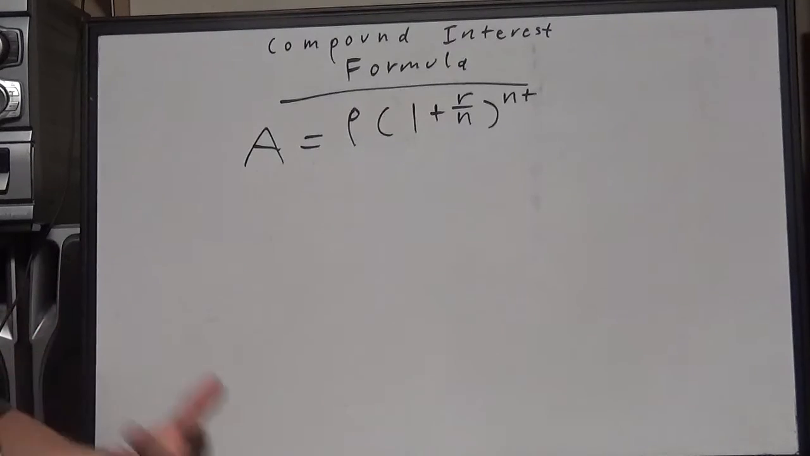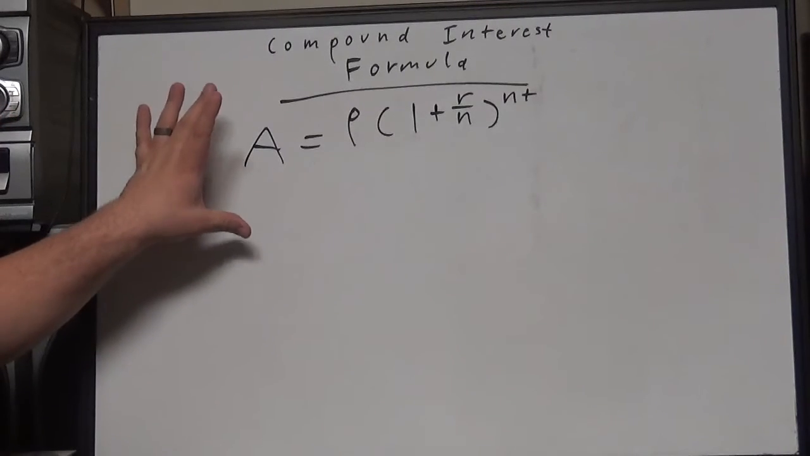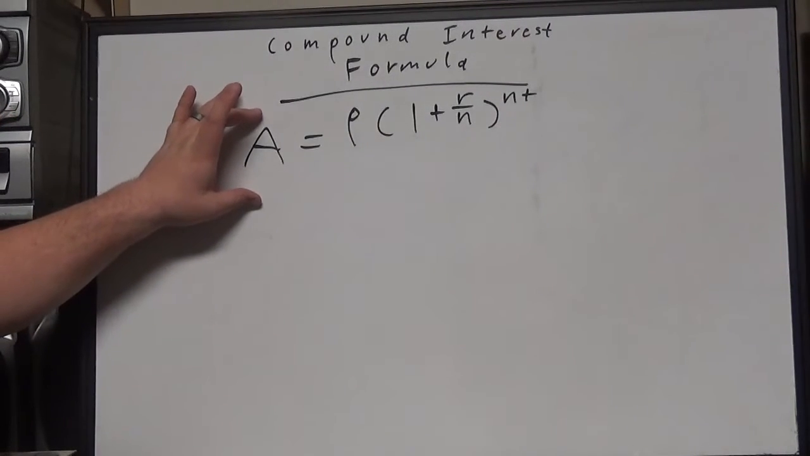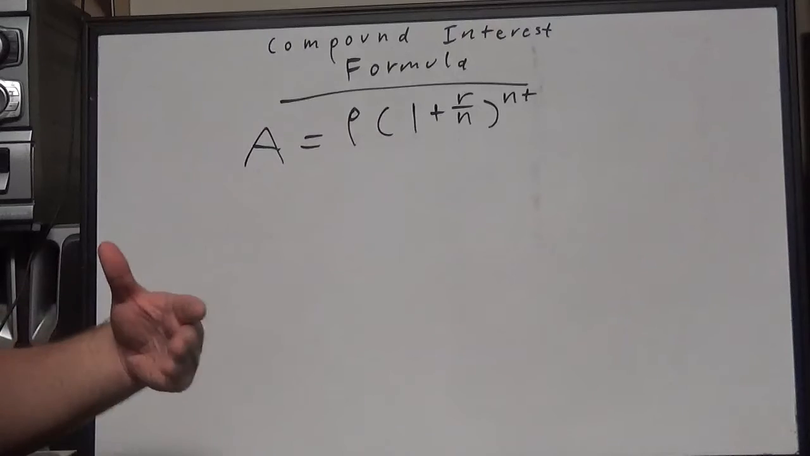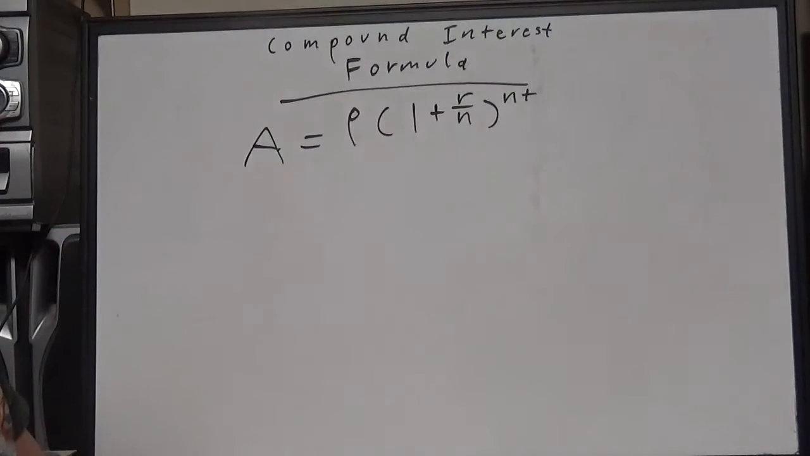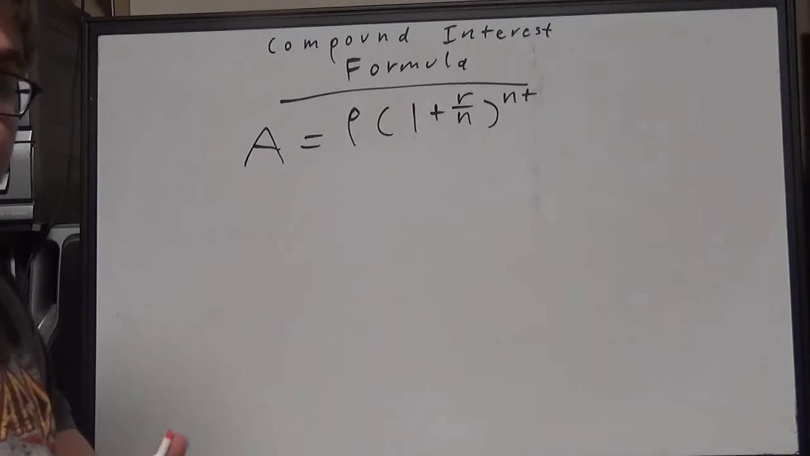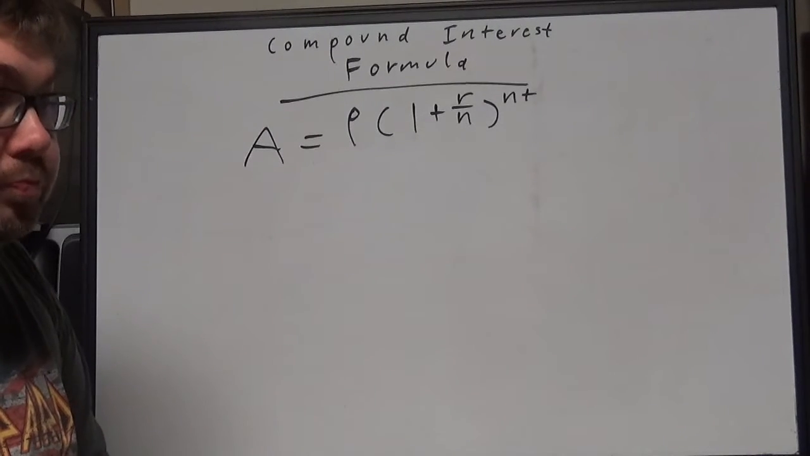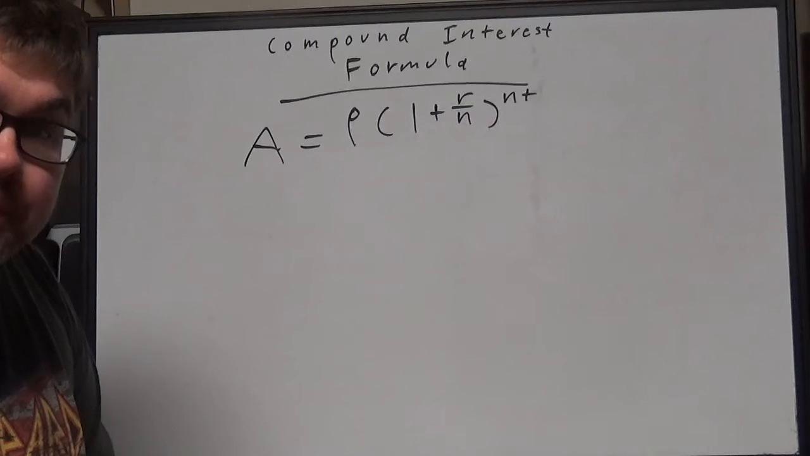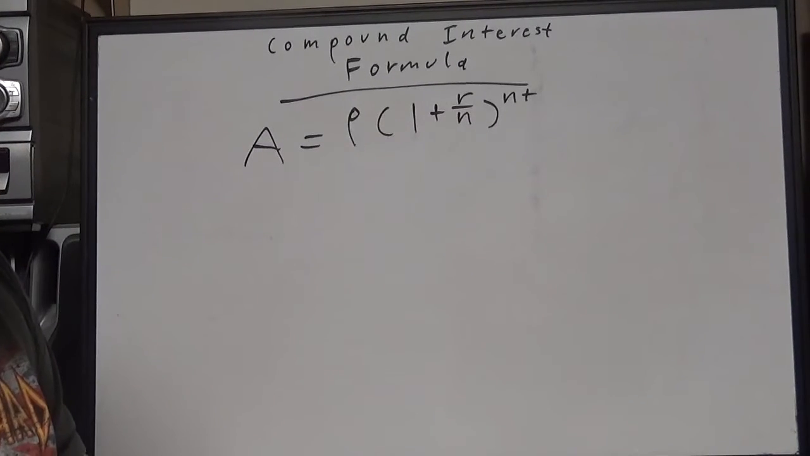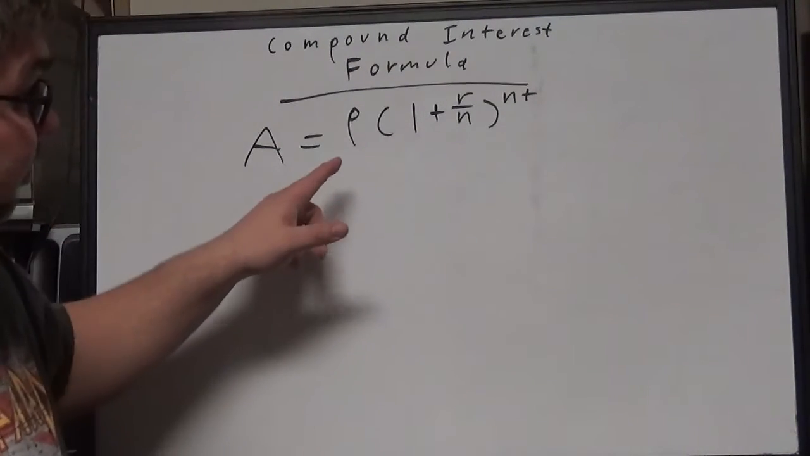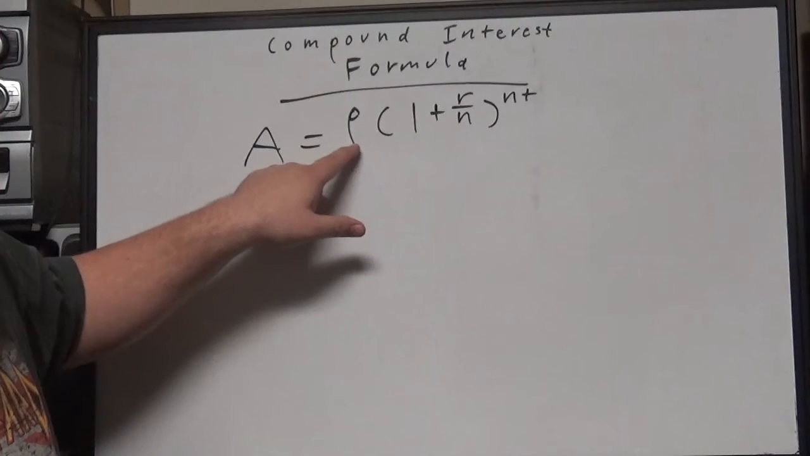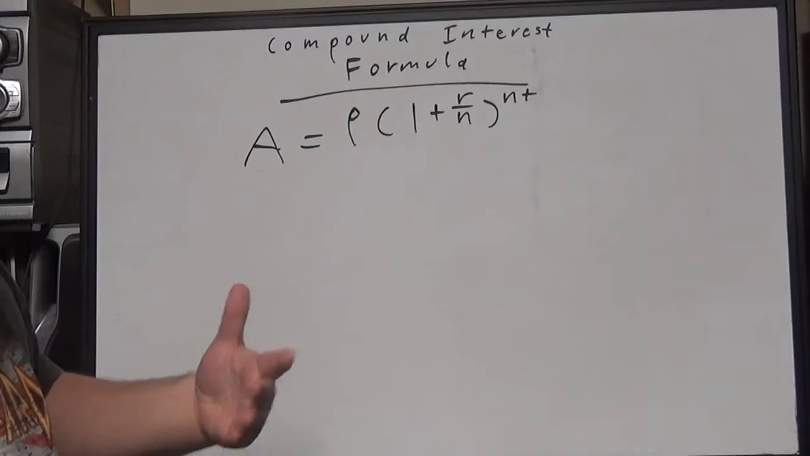A is your total. That's the total amount that you're paying. So in our example, you will probably not be given this. This is probably what you're finding. And in the example I do on the board, that's what I'm going to be finding. P is the principal. That's the starting amount. So let's say that you're earning interest in a bank account or something that's compounded some number of times a year. P would be the amount you start with, that's the starting amount, the principal.